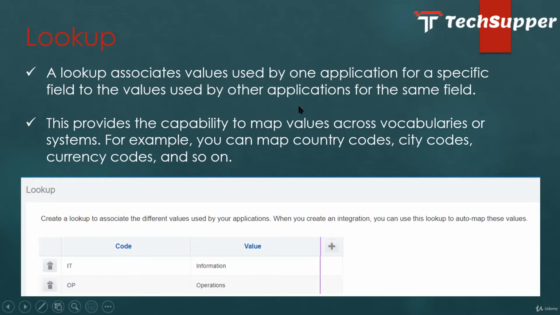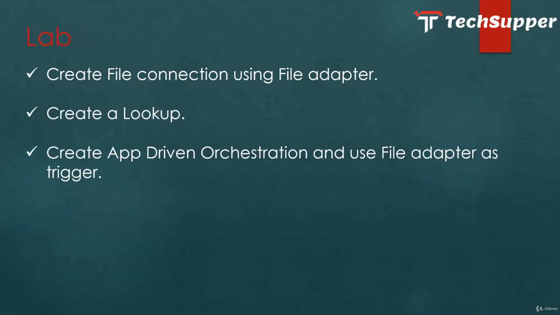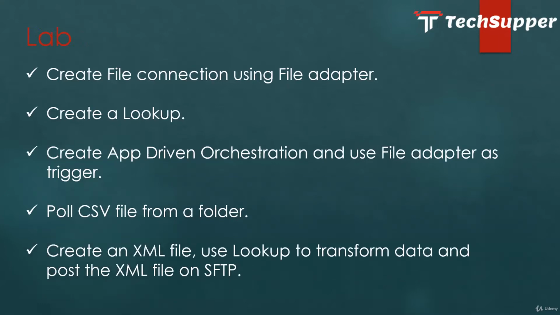So we will use the lookup in our integration today, and in this lab we will create a file connection with the help of the file adapter. We will create a lookup, create an app-driven orchestration, and use the file adapter as a trigger. We will pull CSV files from a folder, and then create an XML file from the data in the CSV file. Then we will use the lookup to transform the data and post that XML file on the SFTP server. So let's get started and log in to Oracle Integration Cloud.